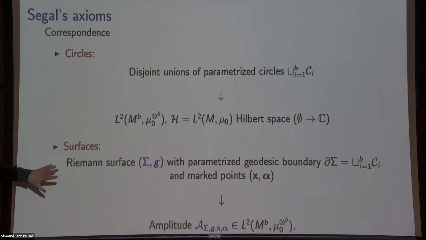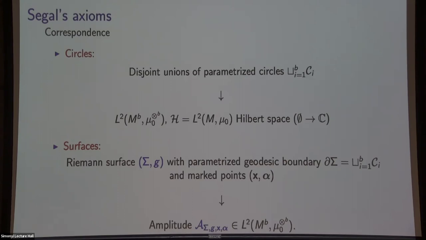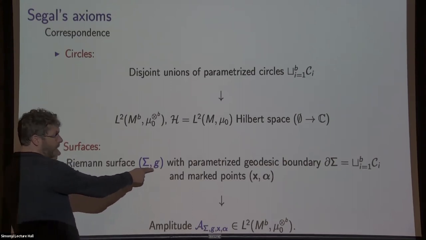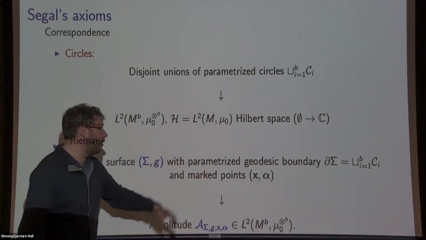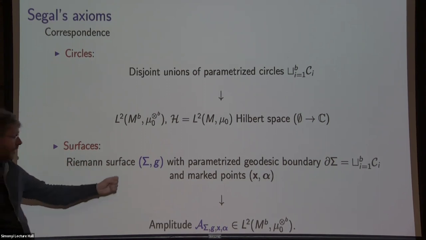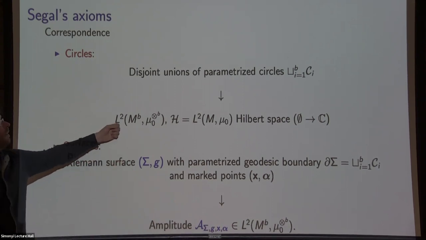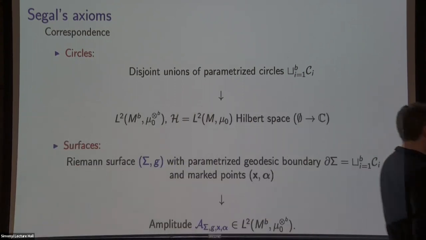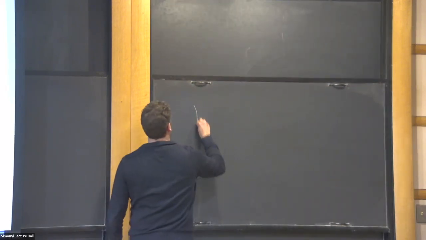And especially, when I have a Riemann surface, it's equipped with a conformal structure, and we're going to parametrize the boundary. I'm going to put a metric on it, and we're going to suppose that it has a geodesic boundary, and we're going to parametrize it by these B circles. And we're going to put on this surface marked points. And to these Riemann surfaces with marked points, we're going to associate what is called an amplitude, which is going to be an element of L2. So let me write this down with a drawing. I'll give you an example.